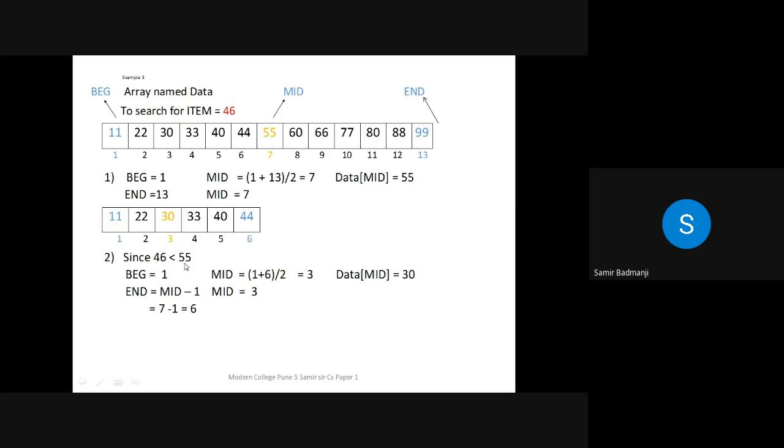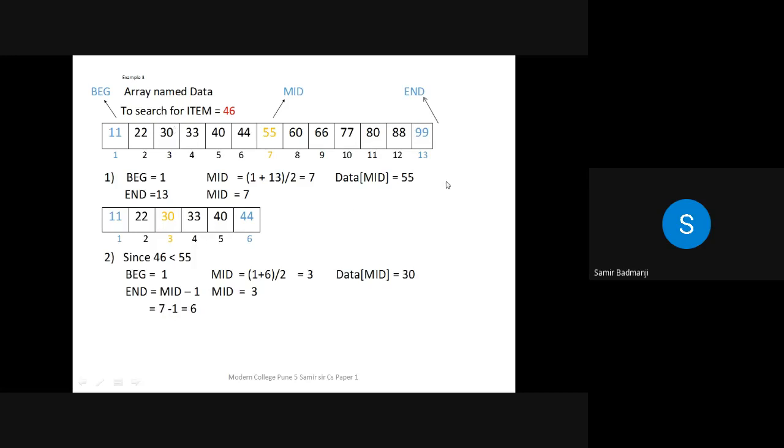So we are again checking 46 is less than 55. So beginning equal to 1 and end is what? Mid minus 1. So 7 minus 1, which is 6. Again calculate the midpoint, which is 3. Now what is data mid? What is 3? It is 30.